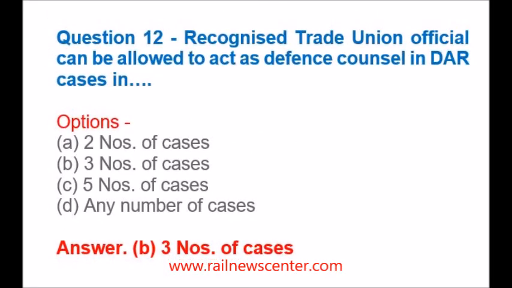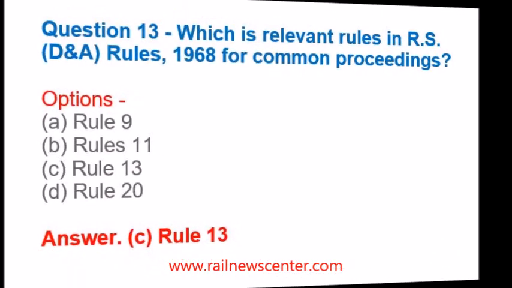Question 12. Recognized trade union official can be allowed to act as defense counsel in discipline and appeals cases in. Options. A. 2 numbers of cases. B. 3 numbers of cases. C. 5 numbers of cases. D. Any number of cases. Answer. B. 3 numbers of cases.